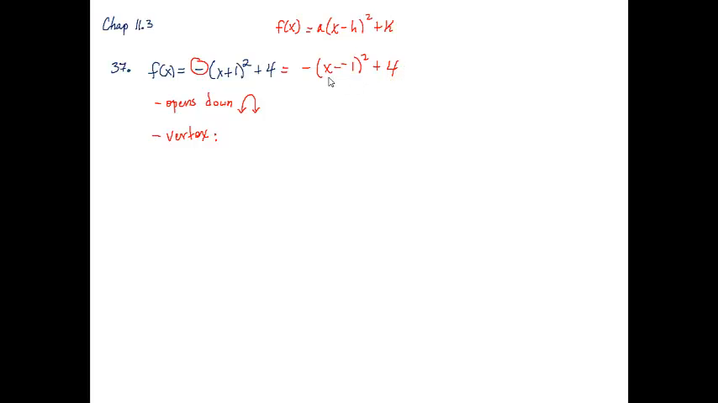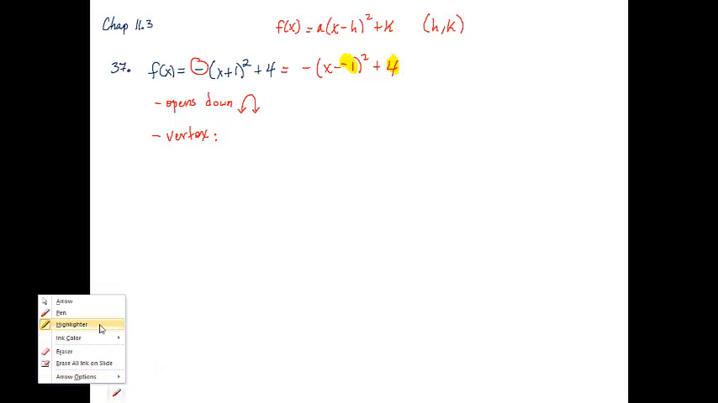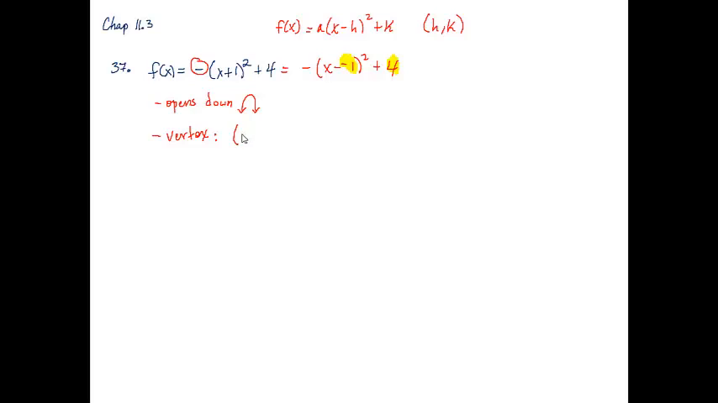4. So then the vertex is located at the point h comma k. The h is what follows the minus sign inside the parentheses. So it's just negative 1. And the k is what follows the plus sign on the outside. So it's 4. So you have a vertex at the point negative 1, comma 4.